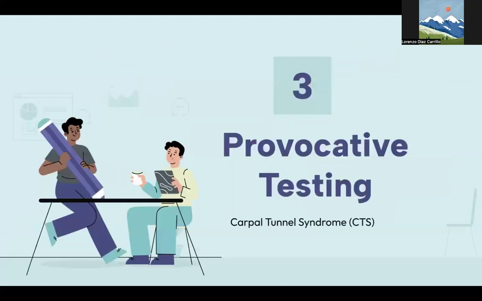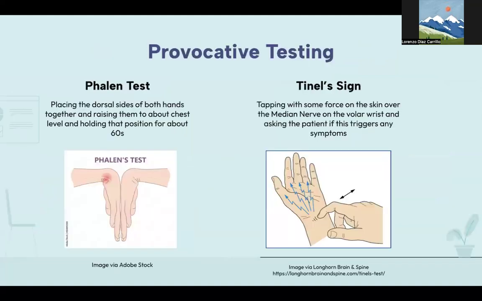So let's get into the provocative testing, where I'll talk about the Tinel sign and Phalen's test. First, Phalen's test. You'll essentially ask your patients to place the backs of their hands together and hold them near chest height for about a minute. The act of flexing the wrist increases the pressure within the carpal tunnel, thus compressing the median nerve. So if the nerve is already compromised, this will likely provoke symptoms, confirming nerve irritation and compression at this site.